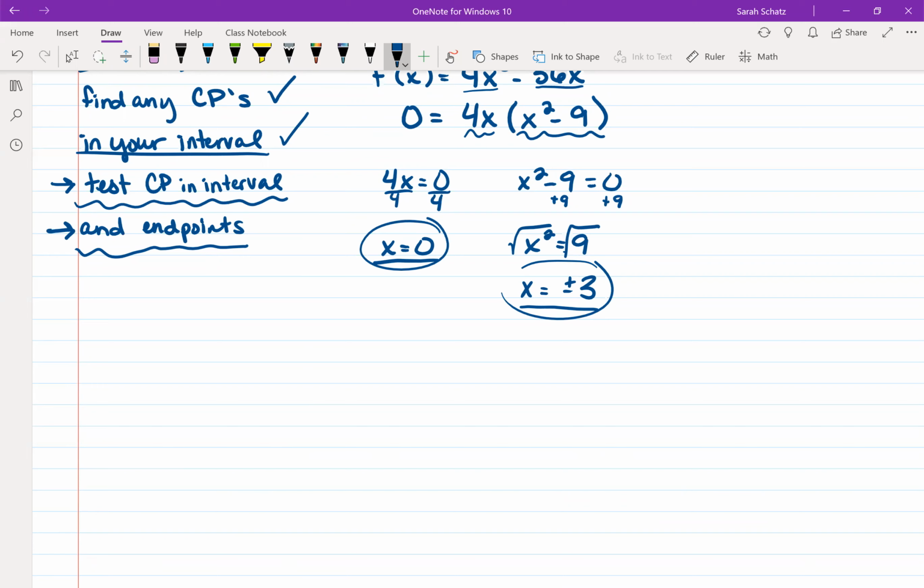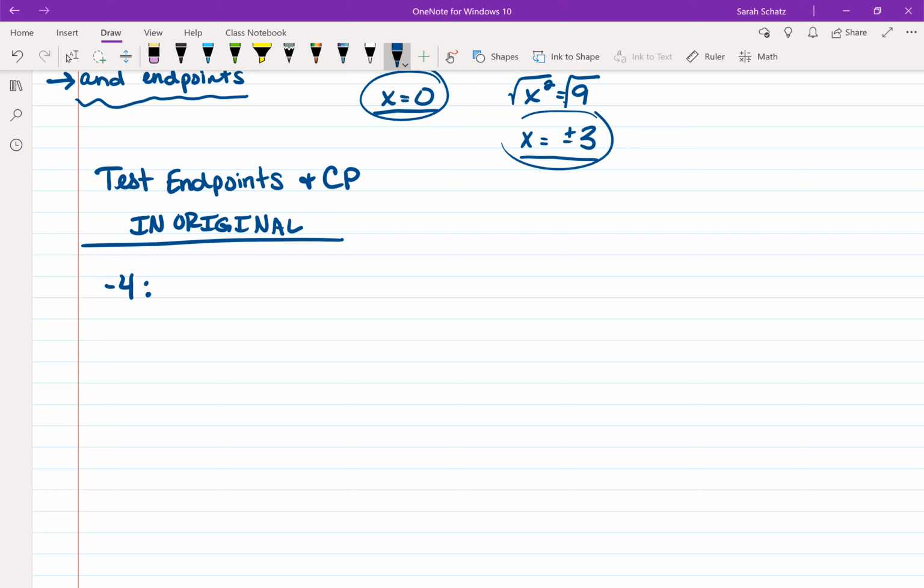And then what's the next value I come up to? Well, that's the critical point at -3. So I'm going to test that. What's the next value I come up to? Well, that's going to be the critical point at 0. Then I come up to a critical point at +3, and then I finish off with my high endpoint at 4.